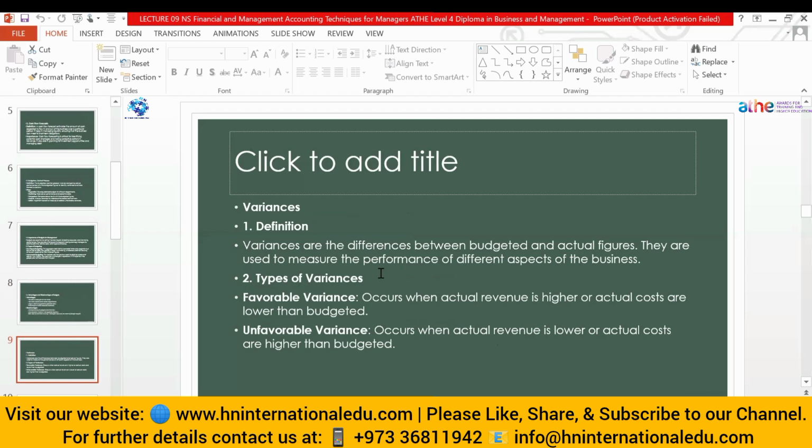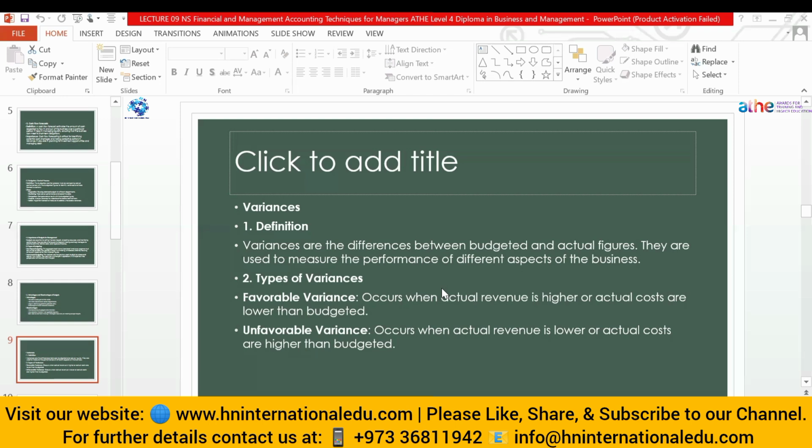Variance are the differences between the budgeted and the actual figures. They are used to measure the performance of different aspects of the business. I already told you that variance itself is a difference. It means differences, but differences between what? Yes. So variance in this course means a difference between the budgeted figures and the actual amount. Figures, amount, calculation, all are substitutional words for it.